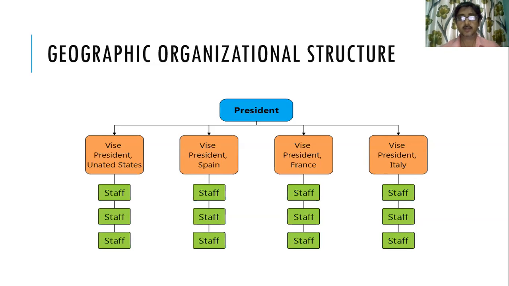It's completely coincidental that we can see that all these nations are actually very badly affected by COVID-19, but that's a different issue altogether. But somehow this is possible that this kind of geographical organizational structures are designed especially for multinational corporations. So these are the most significant and most prominent organizational structures for you to understand.